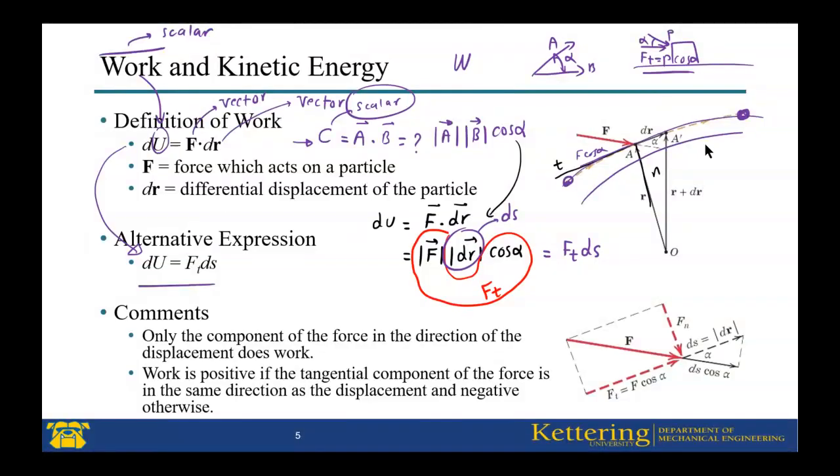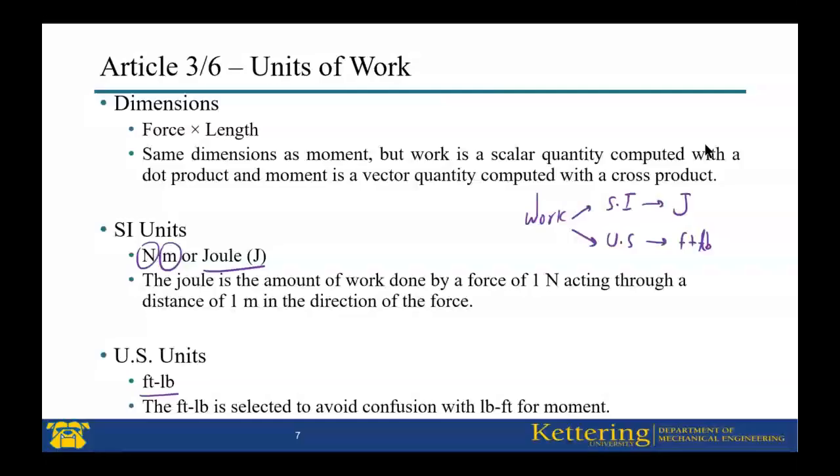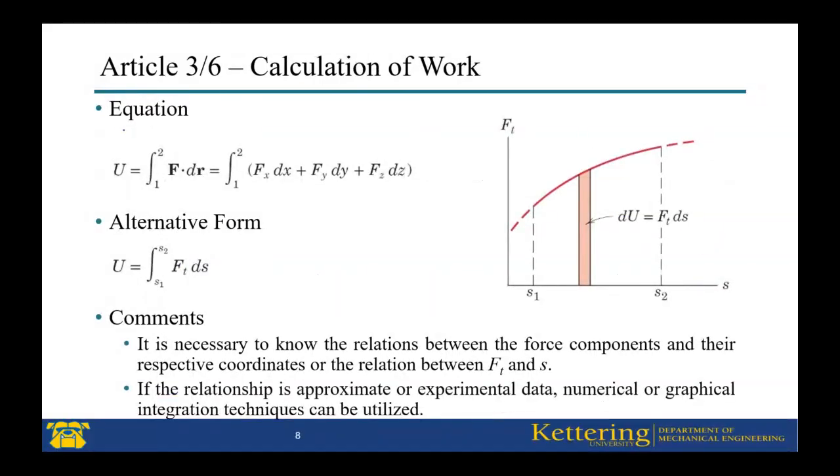How can we calculate this? To calculate the work for the whole path, we need to take the integral from the previous equation. dU is F dot dr. To find the amount of work for the whole path from position 1 to position 2, or state 1 to state 2, we need to take the integral from 1 to 2.